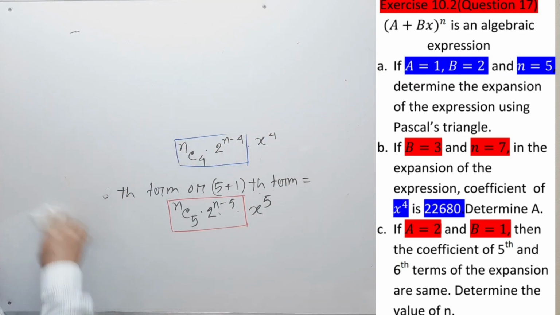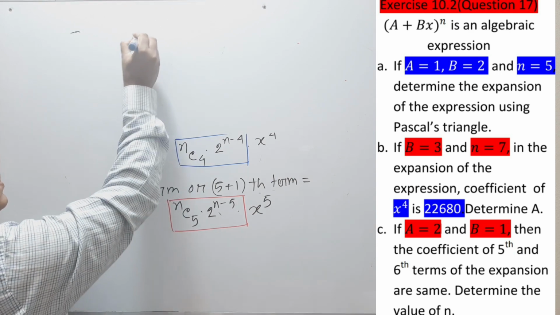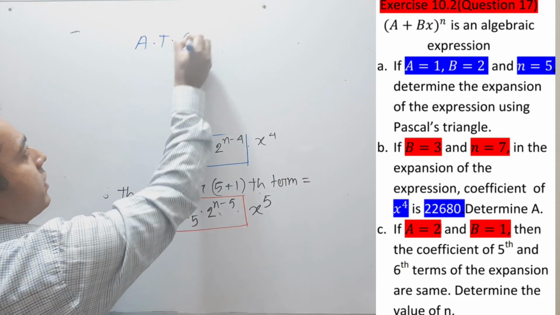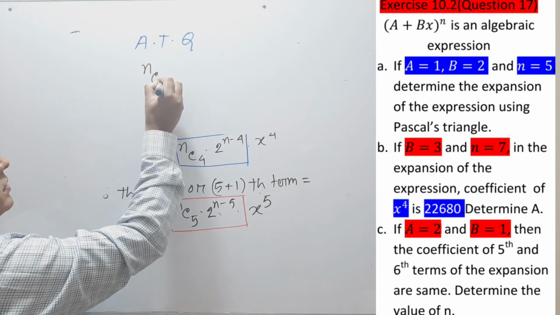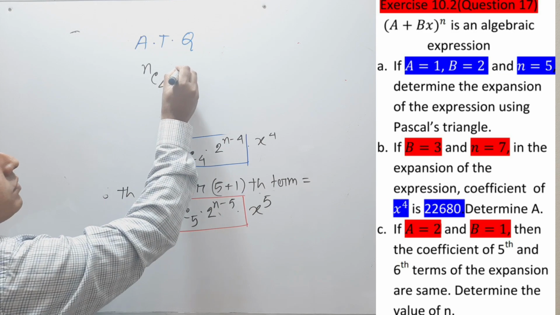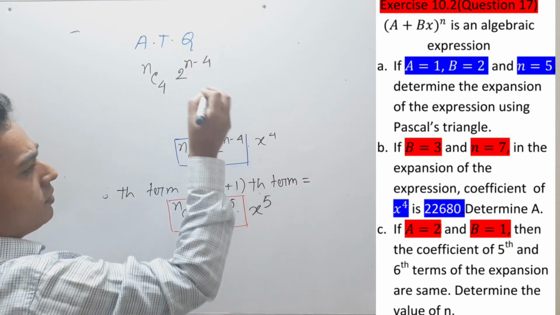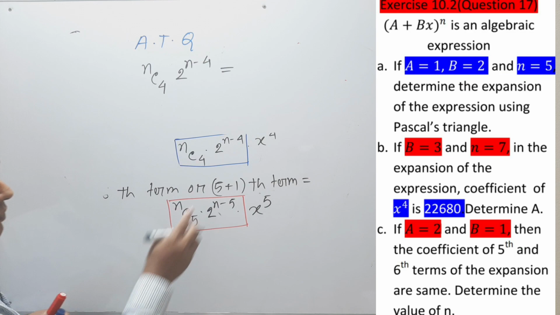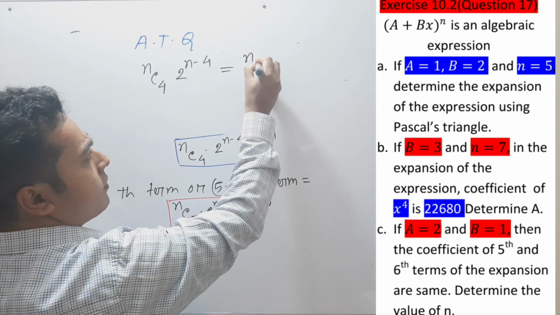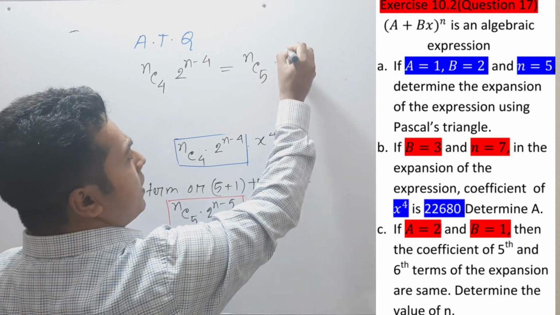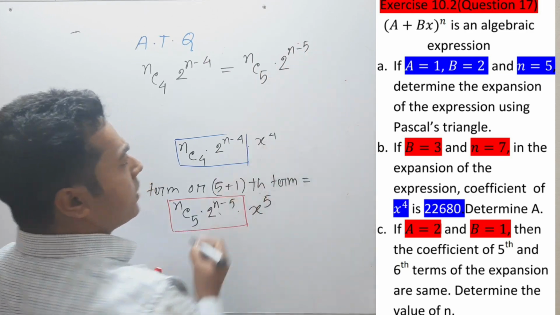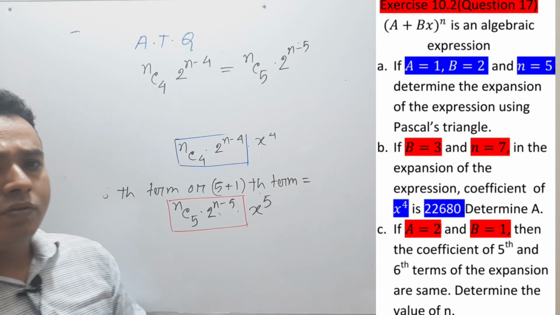Now according to the question, both coefficients are equal, therefore nC4 into 2 to the power n minus 4 is equal to nC5 into 2 to the power n minus 5. Both coefficients are equal. Now we have to find the value of n.